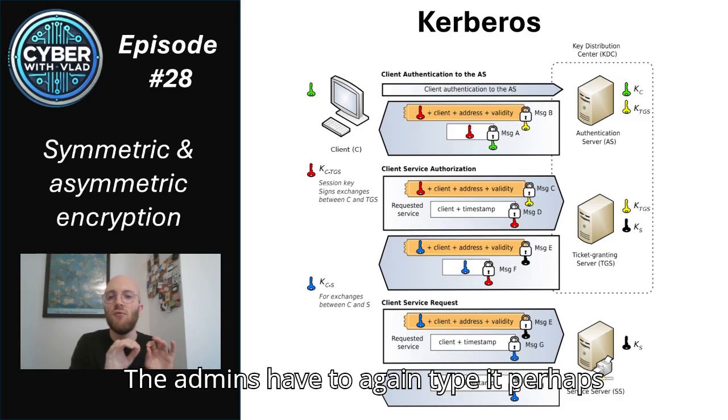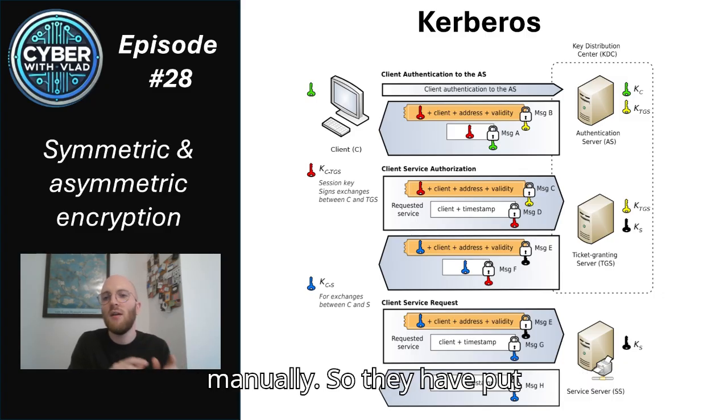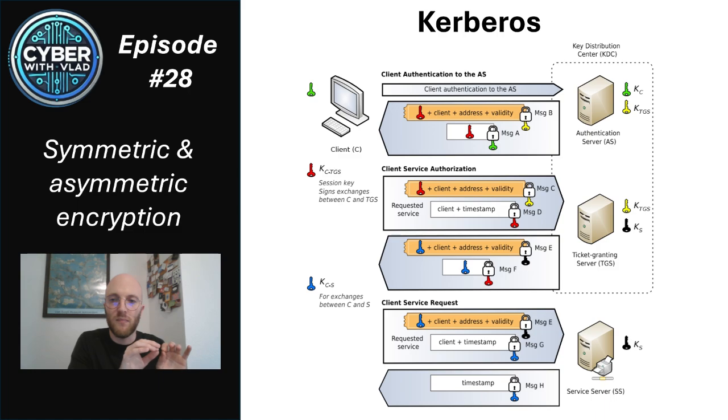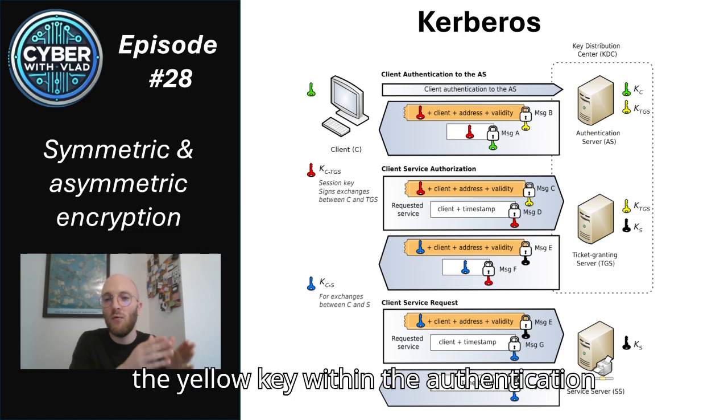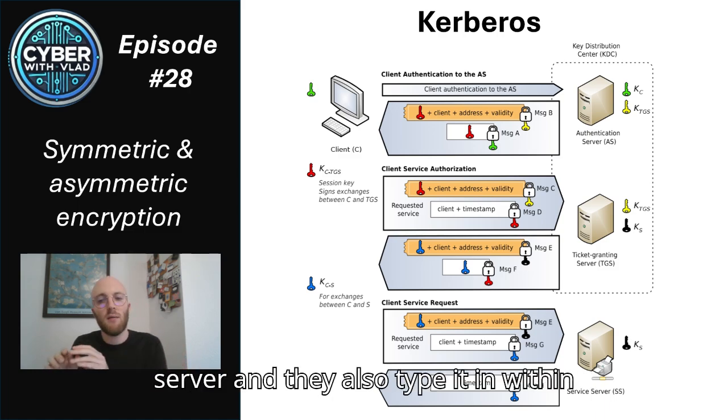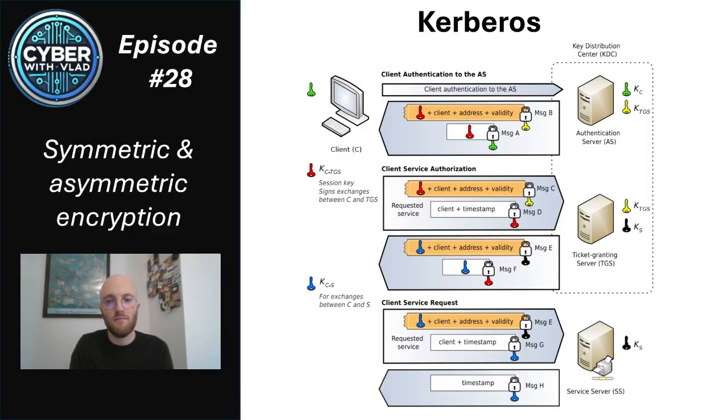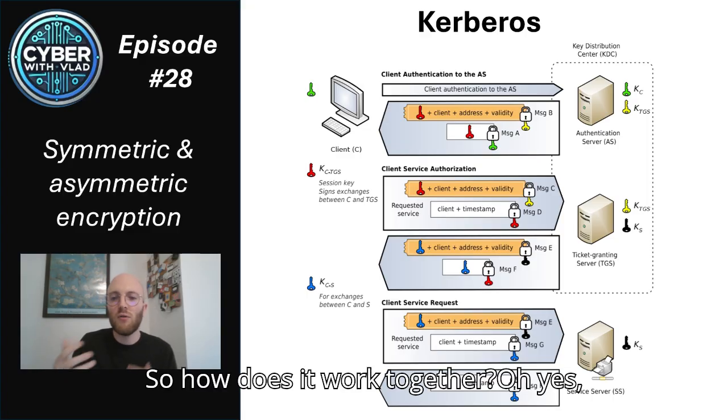The admins have to, again, type it perhaps manually. So they have put the yellow key within the authentication server, and they also typed it in within the ticket granting server. So how does it work together?